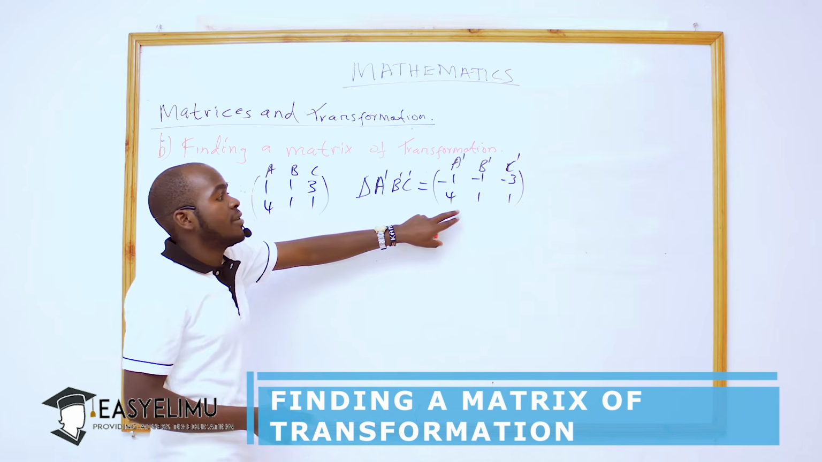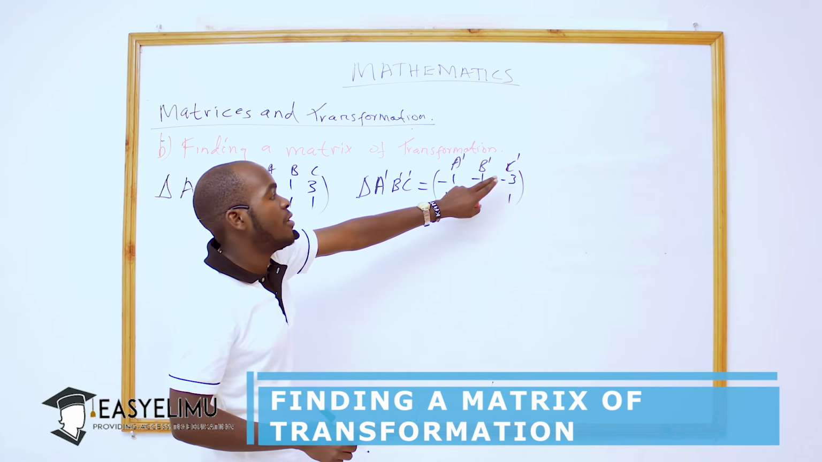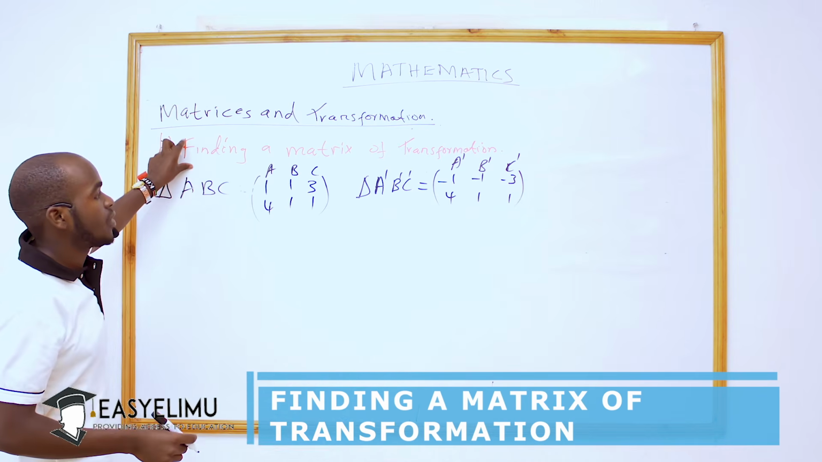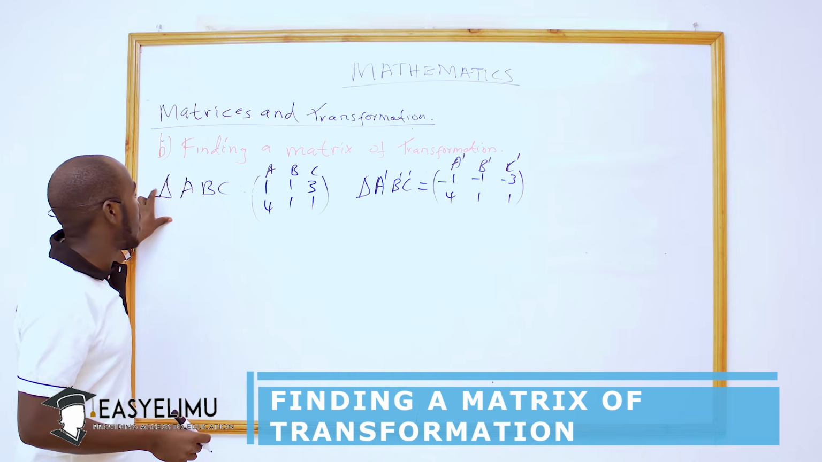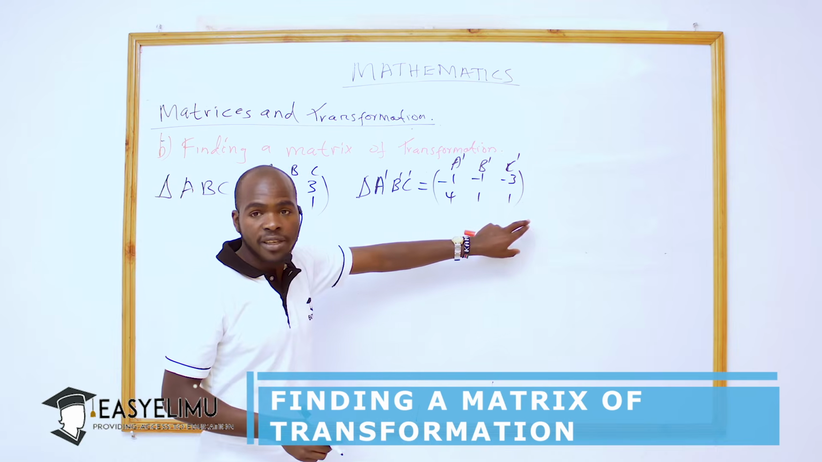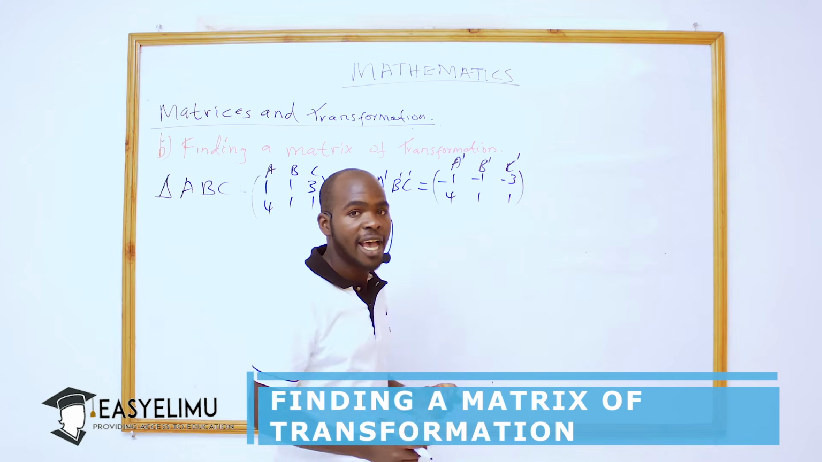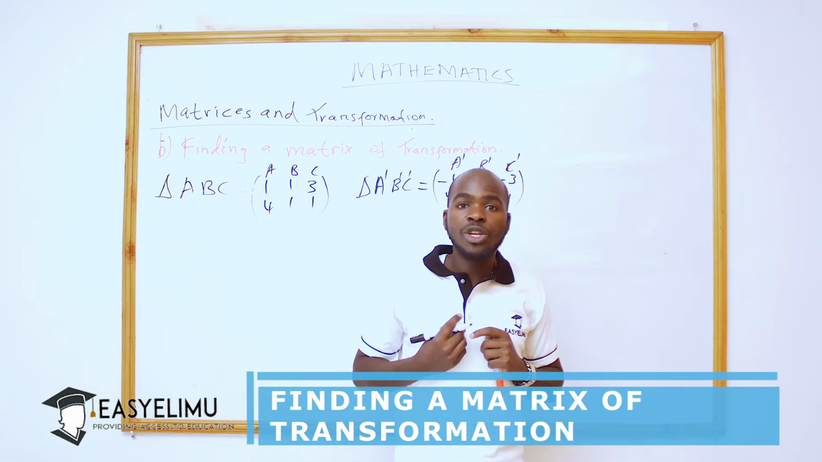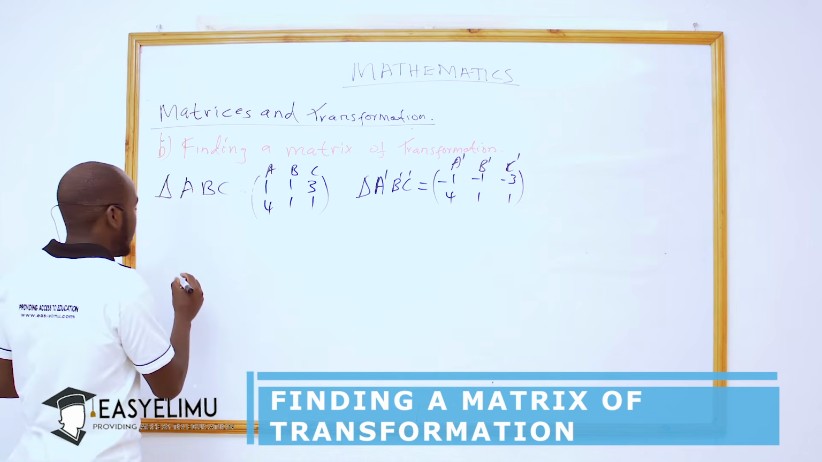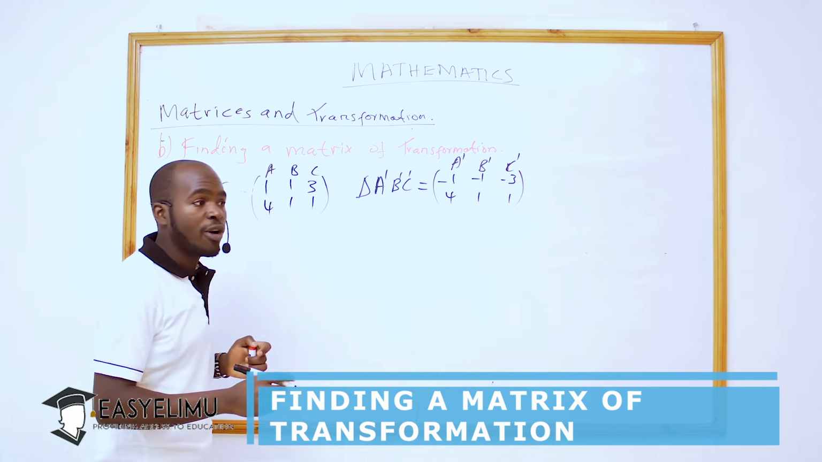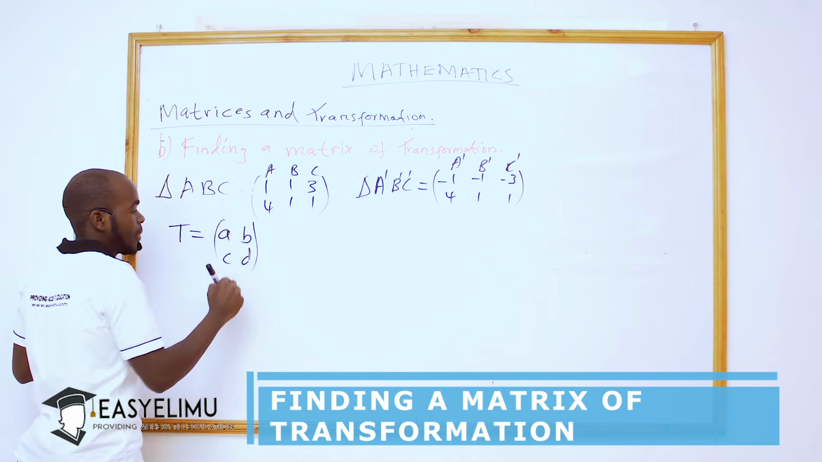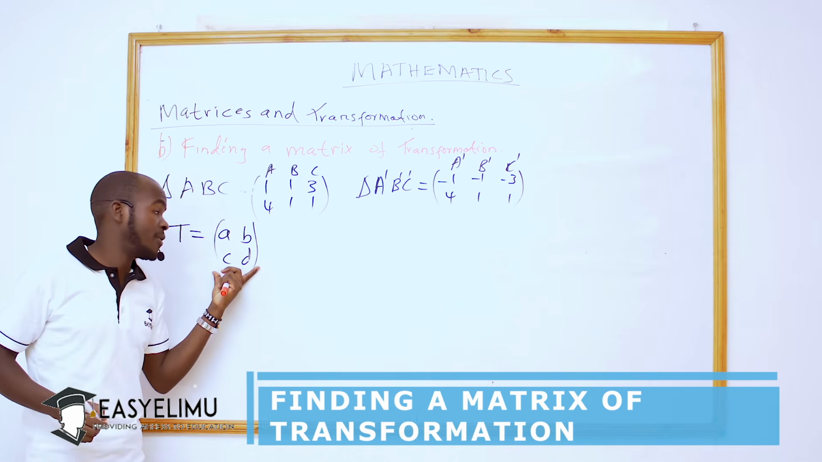So C prime is (-3, 1). You will be told to find the matrix of transformation for a triangle ABC that turns from this object to this image. First, we need to decide the kind of transformation that this underwent. Let our transformation T be the matrix A, B, C, D. This is our matrix of transformation.